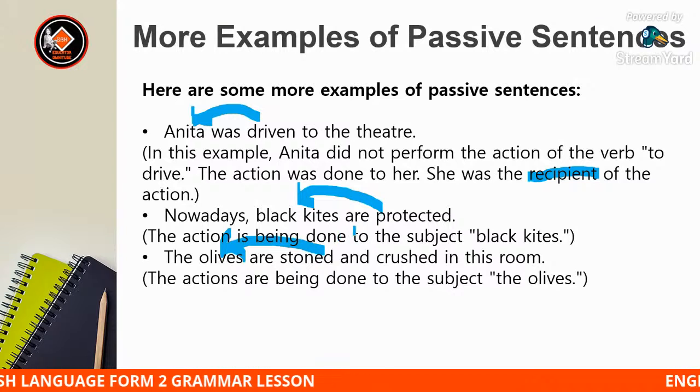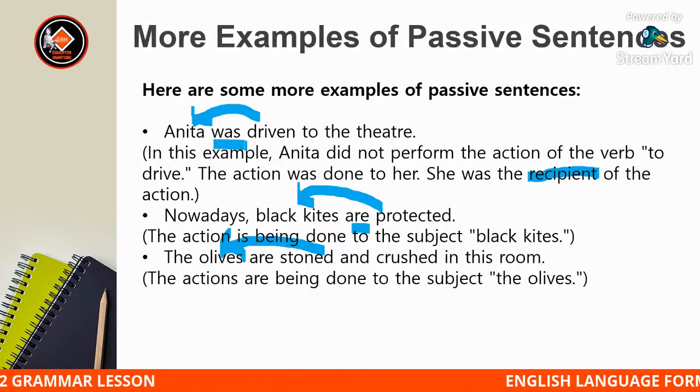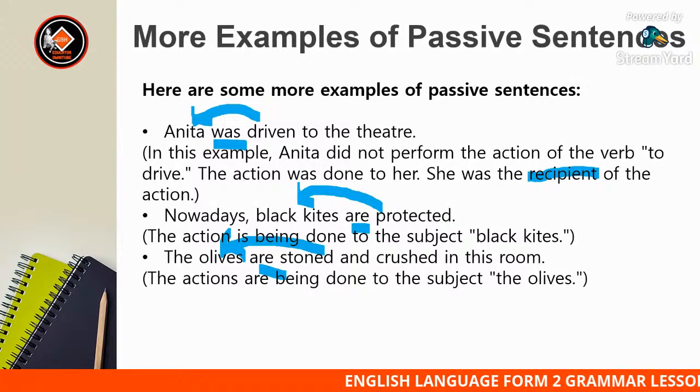So teacher, how to decide whether are, whether was, whether are. Okay, so we're going to learn that later on.